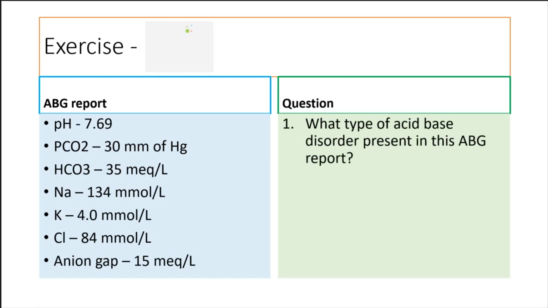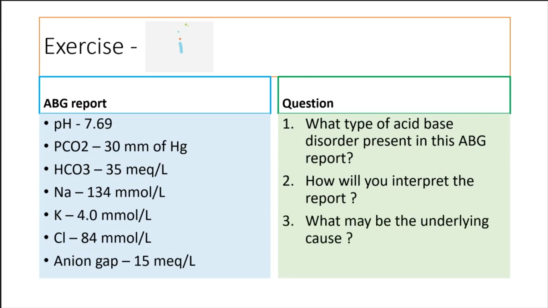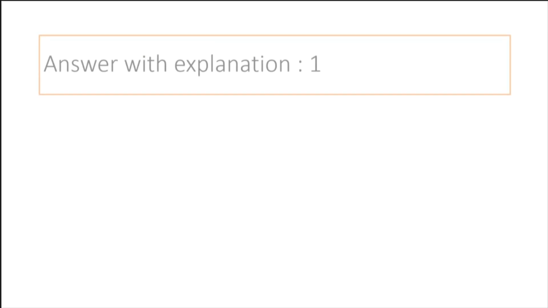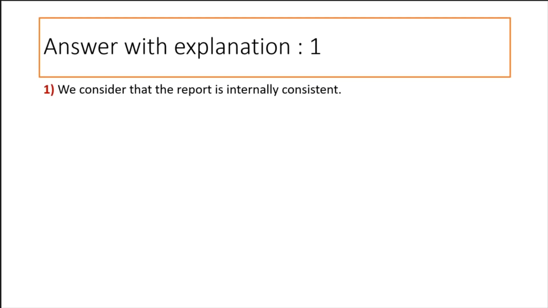Question. 1. What type of acid-base disorder is present in this ABG report? 2. How will you interpret the report? 3. What may be the underlying cause? How fast can you solve it? Answer with explanation. 1.